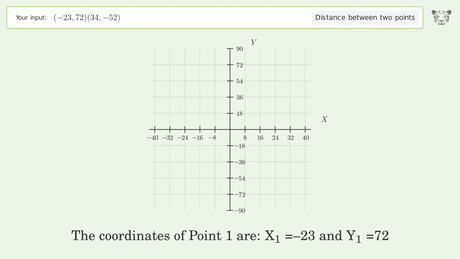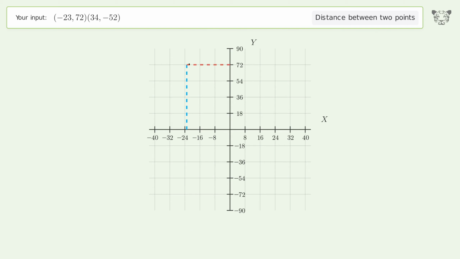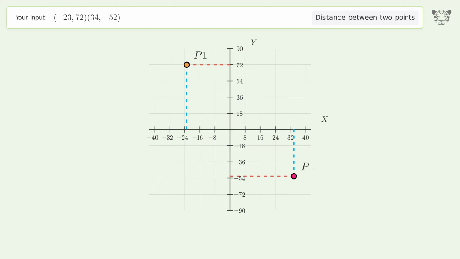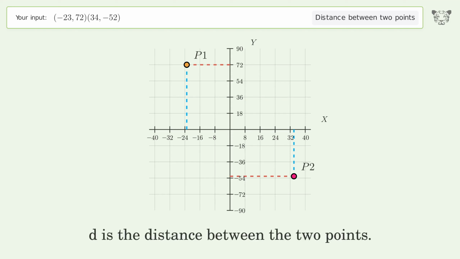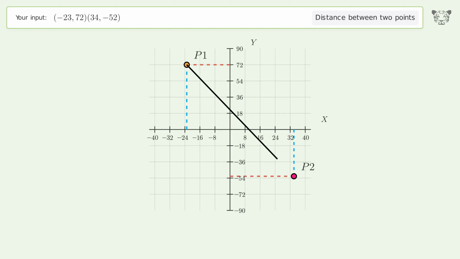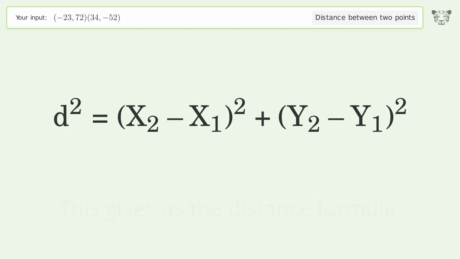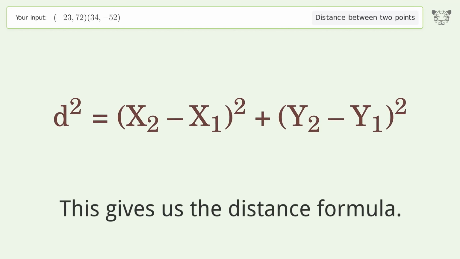The coordinates of point 1 are x1 equals negative 23 and y1 equals 72. The coordinates of point 2 are x2 equals 34 and y2 equals negative 52. D is the distance between the 2 points. First, take the square root of both sides of the Pythagorean theorem. This gives us the distance formula.